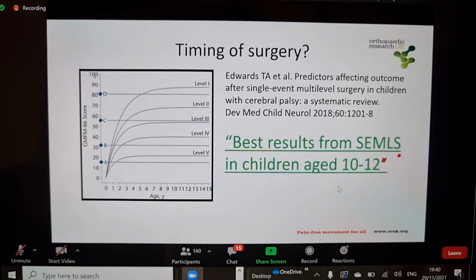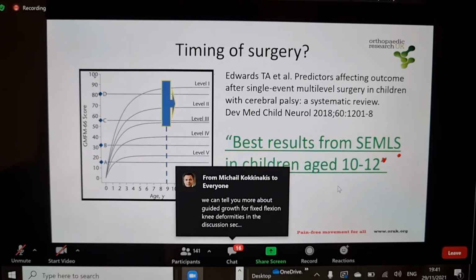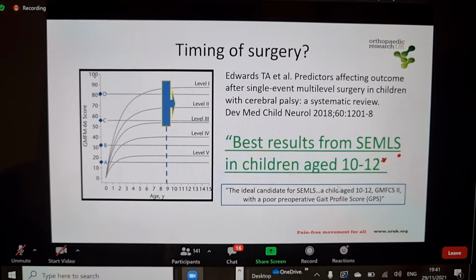And there's probably 2 reasons for this. Number one, as you all know, regardless of GMFCS level, gross motor function improves with age, but then plateaus. Usually by the age of 9, it's plateaued. So gait has stabilized. So not a lot of point in doing surgery earlier than that, because things are likely to spontaneously improve anyway. And the Oxford Group very helpfully said they thought the ideal candidate for multi-level surgery is a child aged 10 to 12, GMFCS level 2, because these had the better outcome than the 3s, obviously with a poor preoperative gait profile score. So, obviously, a patient whose gait was severely pathological.